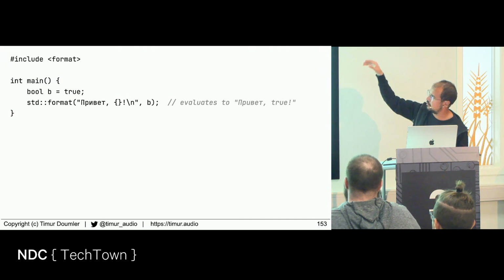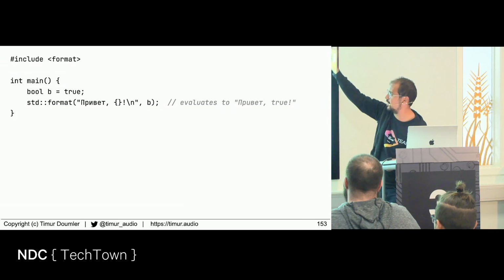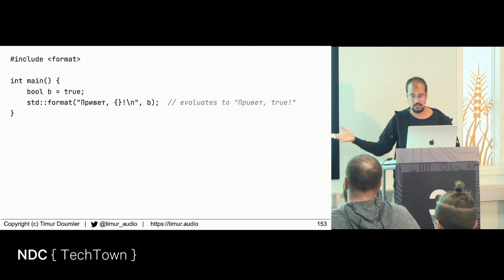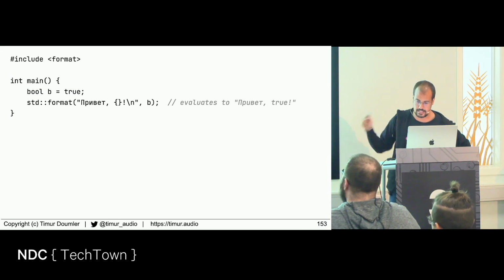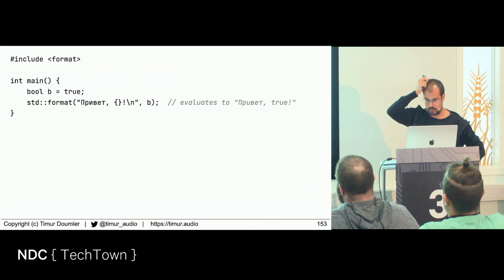It's safe. The format string is going to be parsed at compile time. If you forget to write the b there, we're going to get a compile error, saying you forgot to put an argument there. So it's actually safe. It doesn't care about locale, which is another pain in the neck when you're working with IO streams. So we don't have to worry about that.